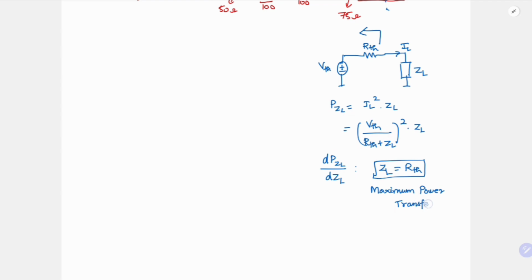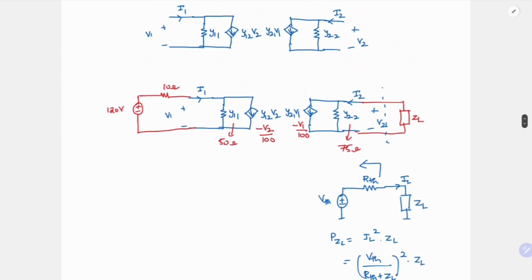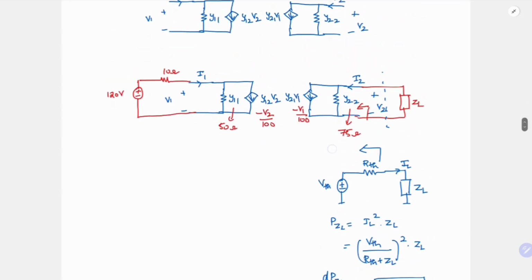This is what they're asking us to find. So we just need to find the RTH value. So looking into this circuit, we need to find the RTH value. So now let us find it.